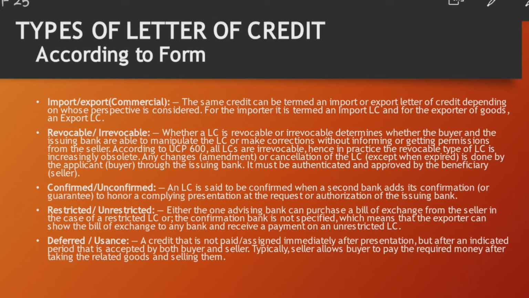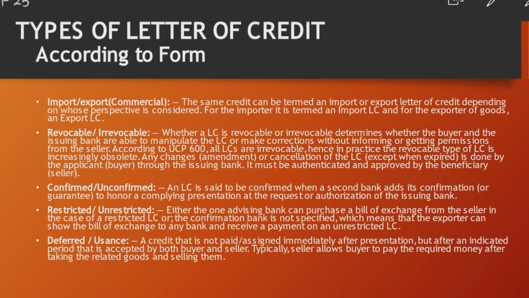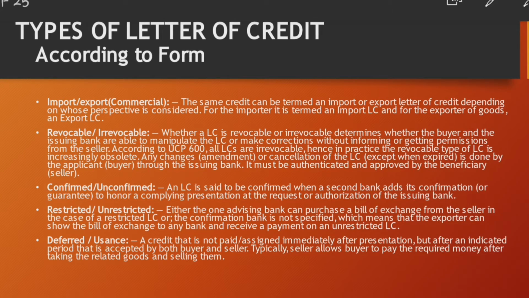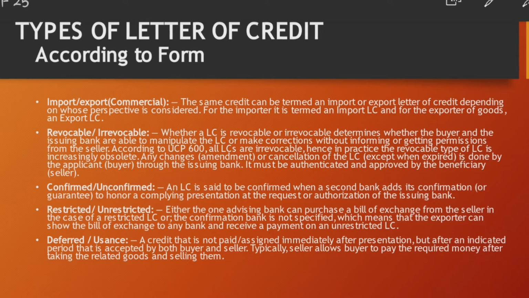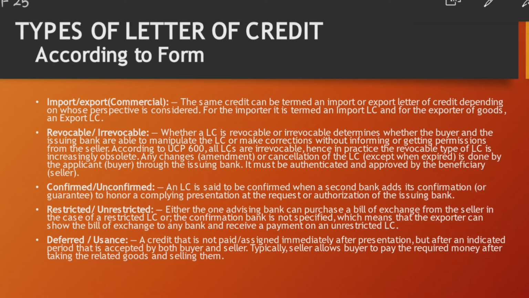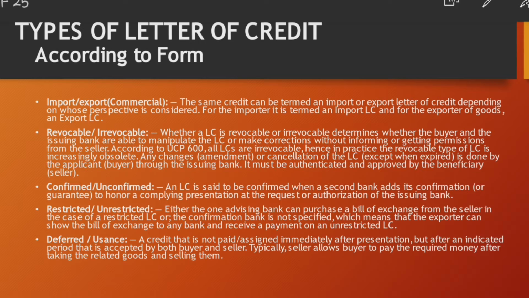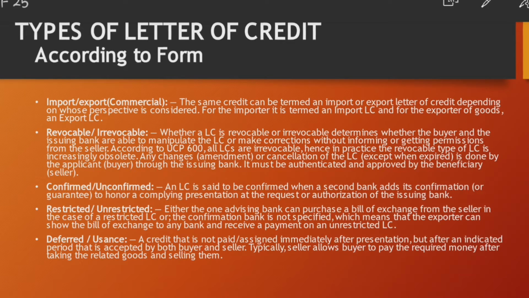Revocable or irrevocable. Whether an LC is revocable or irrevocable determines whether the buyer and the issuing bank are able to manipulate the LC or make corrections without informing or gathering permission from the seller. According to UCP 600, all LCs are irrevocable. Hence, in practice, the revocable type of LC is increasingly obsolete. Any changes, amendment or cancellation of the LC, except when expired, is done by the applicant or the buyer through the issuing bank. It must be authenticated and approved by the beneficiary or the seller.